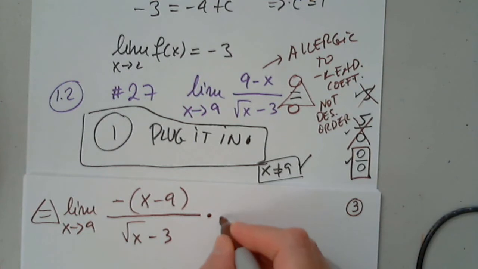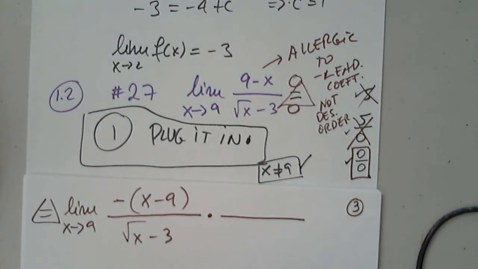Here's my hint to you. What does that mean? What am I hinting at? Rationalize the denominator. Okay, so I have to multiply and divide by the same quantity. Which quantity will that be? Square root of x minus 3. That will be a big problem.